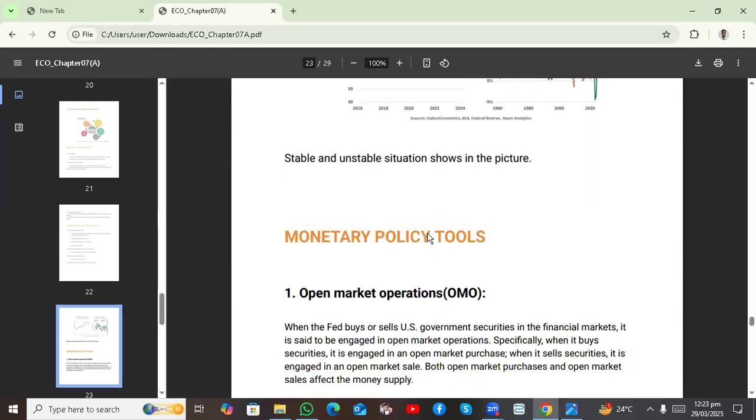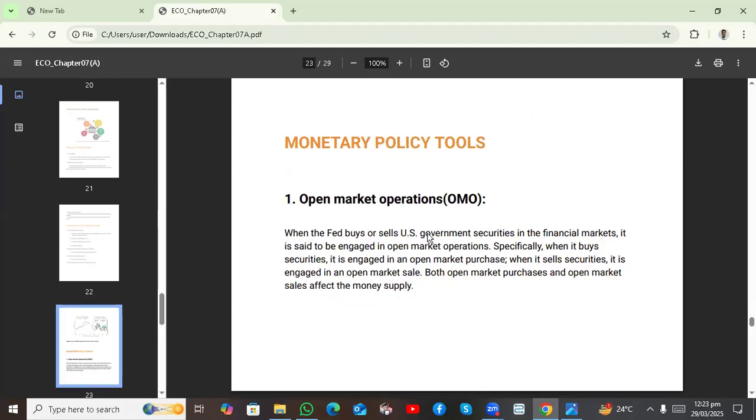So now we're going to talk about monetary policy tools. The central bank uses several key tools to manage the economy, control money supply, influence interest rates, and stabilize financial markets. Below are the detailed explanations of three important monetary policy tools.